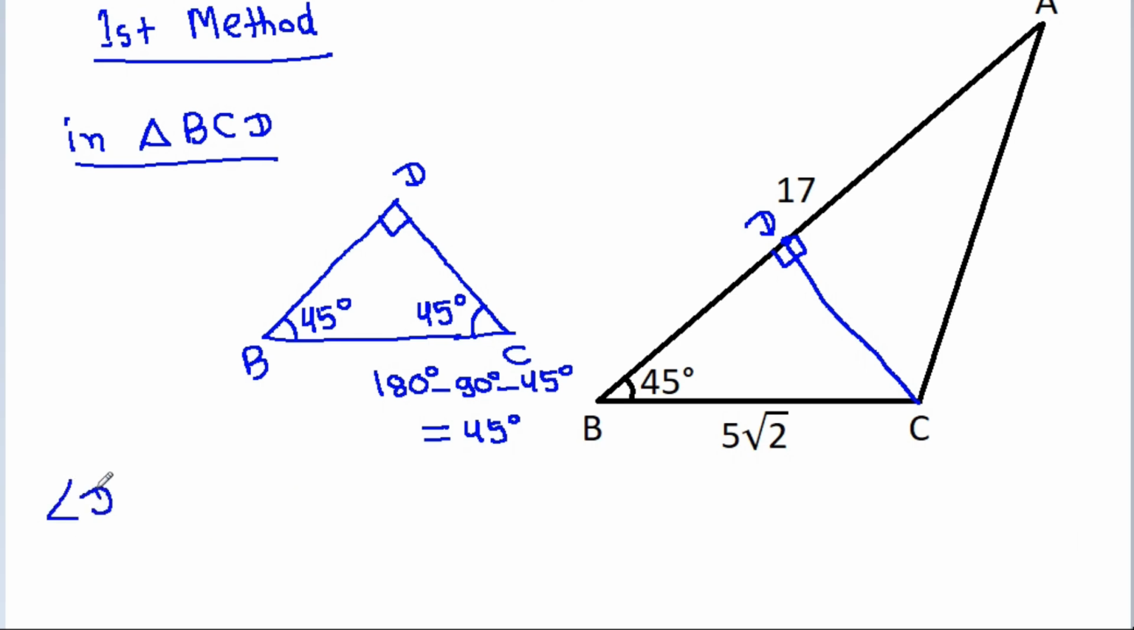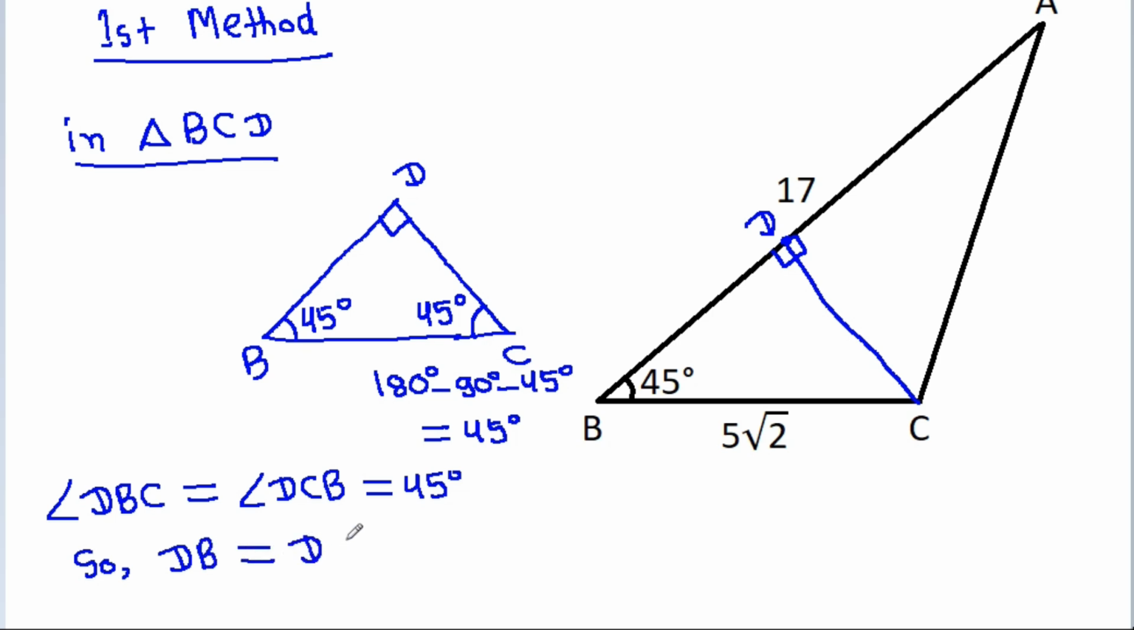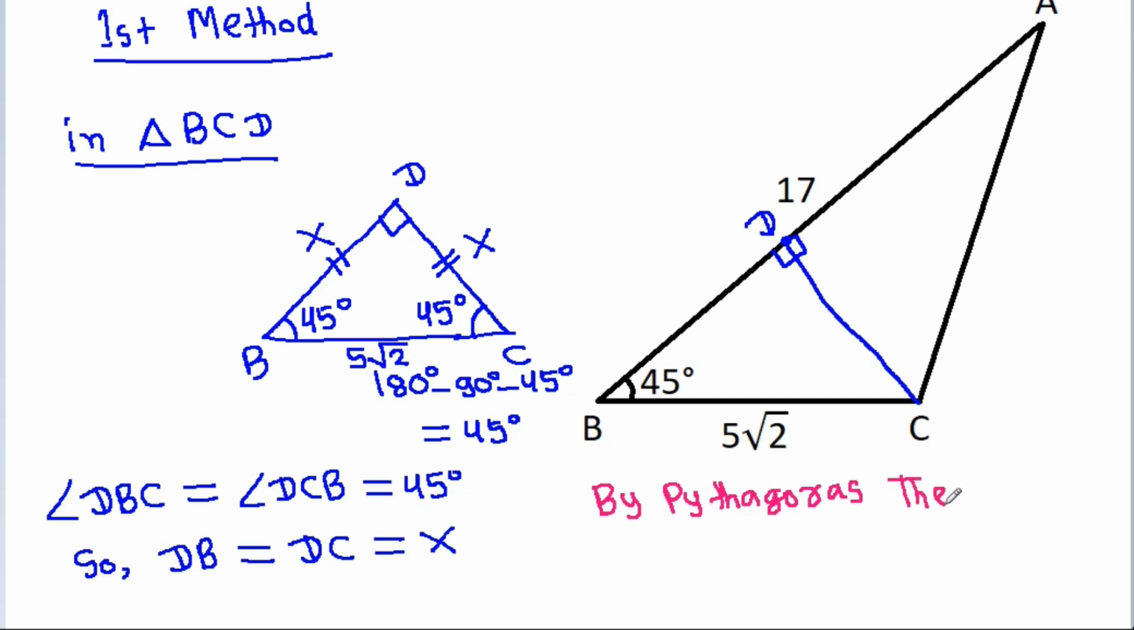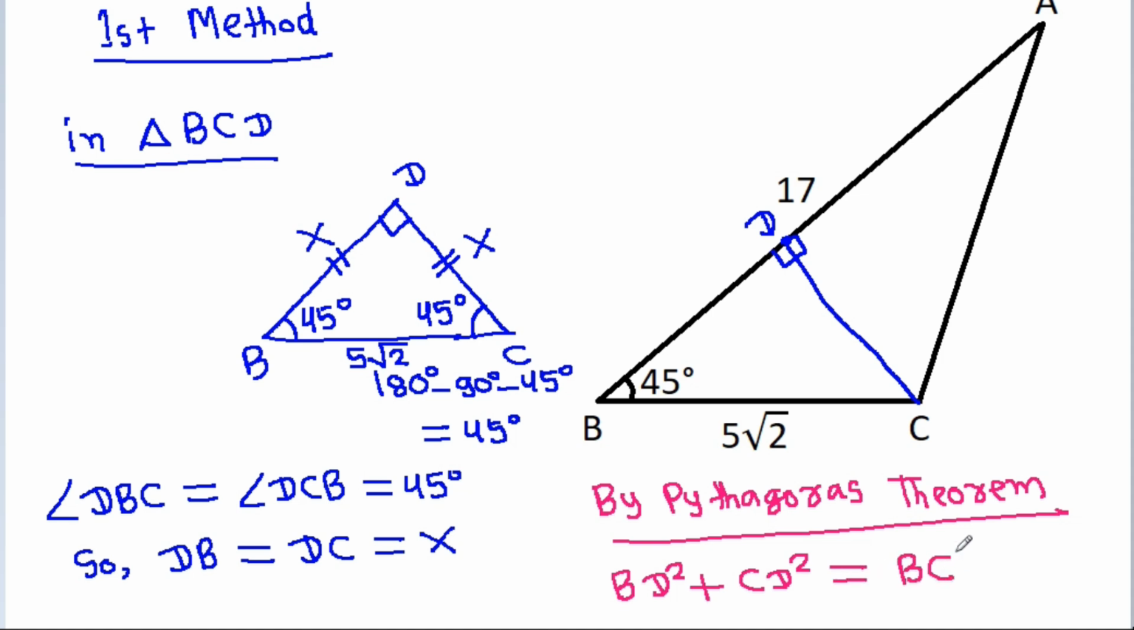And angle DBC is equal to angle DCB, that is 45 degree. So DB will be equal to DC, suppose x. DB is x and DC is x. And BC is 5 times a square root of 2. And by Pythagoras theorem, BD square plus CD square will be equal to BC square.